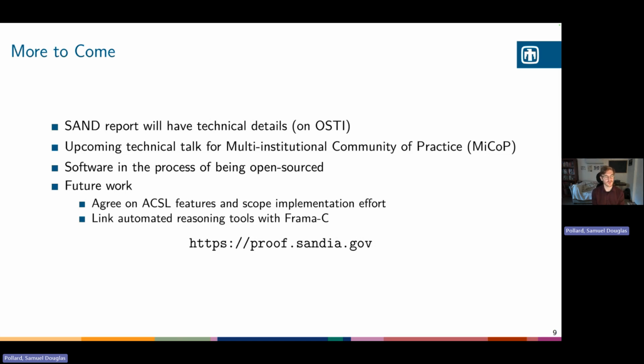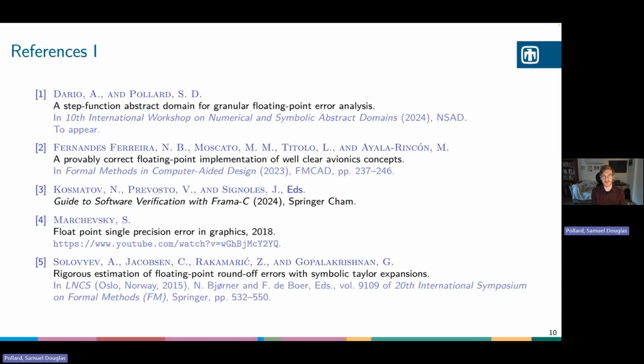And then for future work, because this project is funded for the next 2 years as a 2-year LDRD, is to, 1, agree on these ACSL features and scope the implementation effort with CEA List and NASA and other interested parties. If you're interested in being involved in this, please reach out to me. As well as linking automated reasoning tools with Frama-C so we can in fact get the automation, which was the goal of this project. I'll have more information at proof.sandia.gov, our department's webpage, for updates.